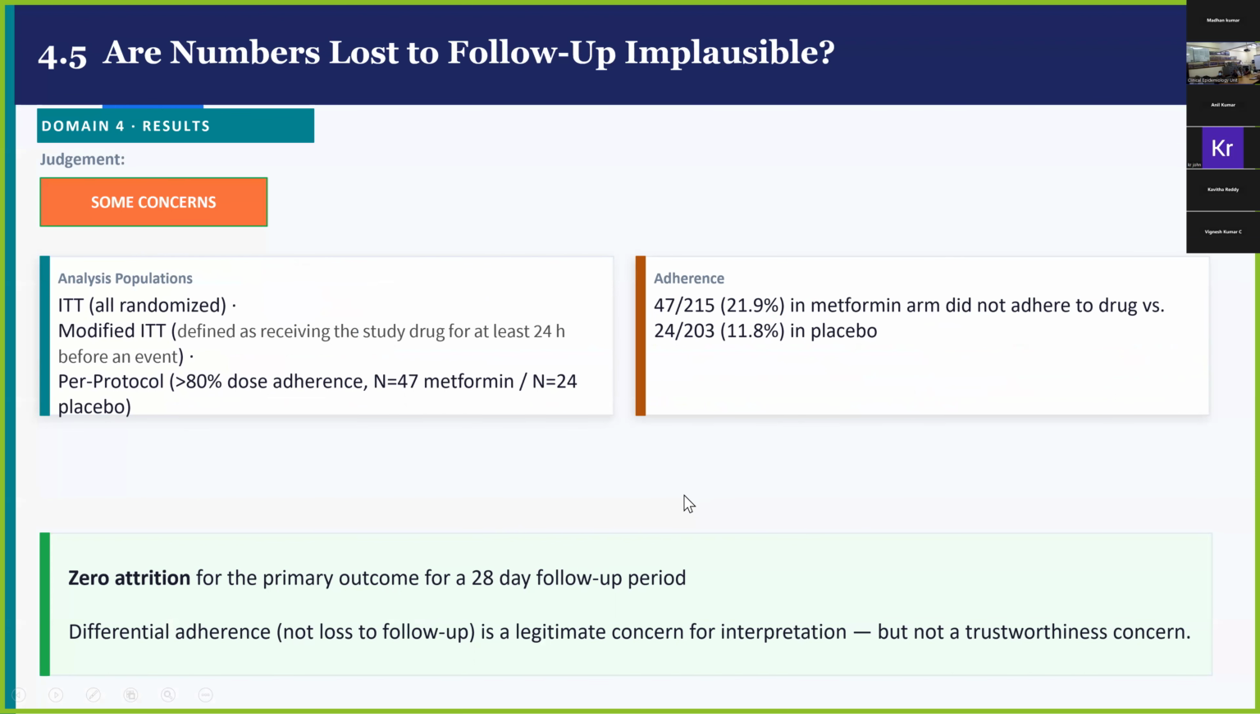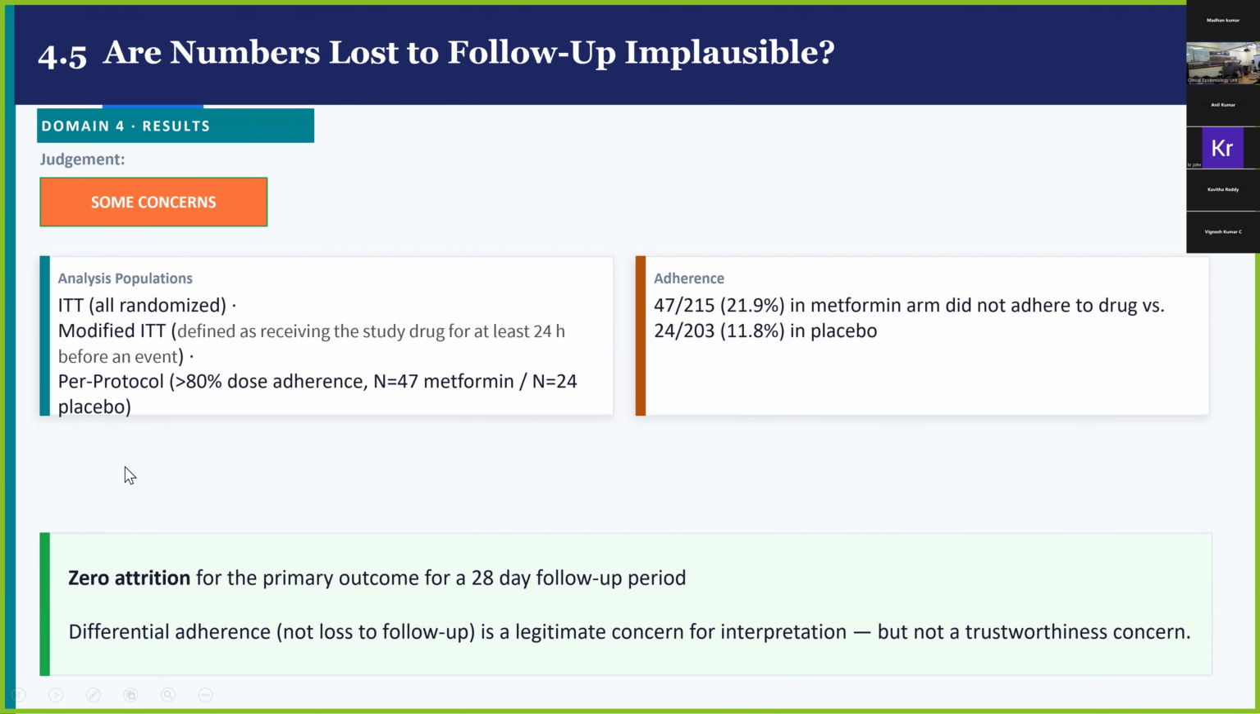And are the numbers lost to follow-up implausible? Again, here we have given some concerns, because as per the CONSORT diagram and in the final analysis, they have said that all participants in the metformin and the placebo arm had completed the study, and there was no loss to follow-up. And there was only concerns with regards to treatment adherence, wherein about 22% of the participants were not compliant to metformin, and 11.8% of the participants were not fully compliant to the placebo.